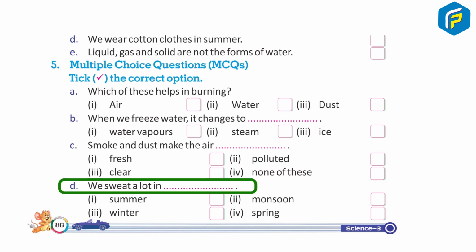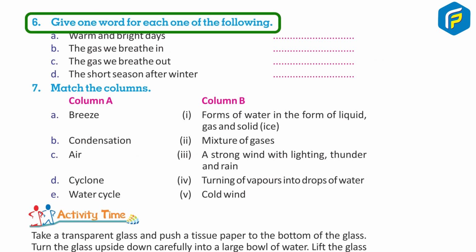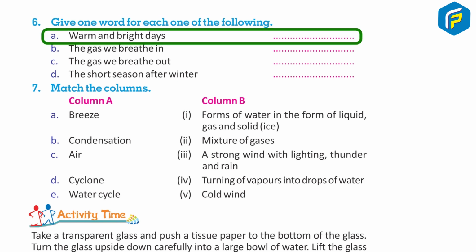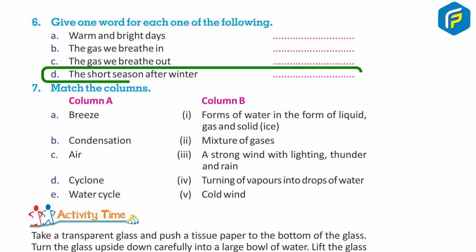D. We sweat a lot in dash. 1. Summer. 2. Monsoon. 3. Winter. 4. Spring. 6. Give one word for each one of the following. A. Warm and bright days. B. The gas we breathe in. C. The gas we breathe out. D. The short season after winter.